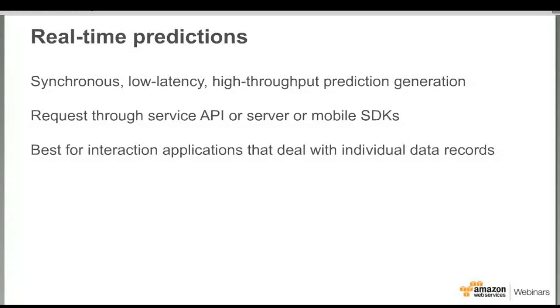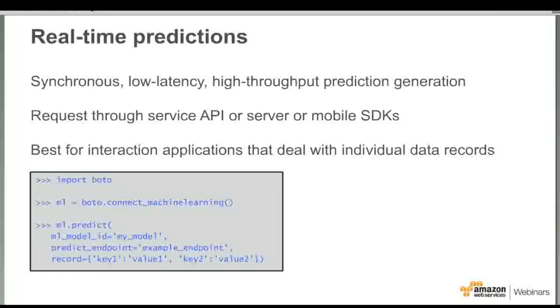Real-time predictions are intended when you want to get predictions and use them immediately. It is a synchronous, low latency, high throughput interface that you can use through the service API or through server SDKs or mobile SDKs. And it's the perfect fit when you have an application that deals with individual data records and needs these predictions right away. If you have a mobile application and you have a user interacting with it and you're deciding which offer to show to that user, you need that information right now. And this prediction is based on what the user is doing right now. And real-time prediction is a great choice for this.